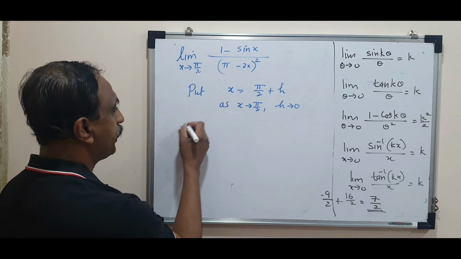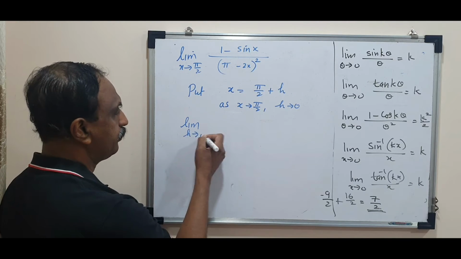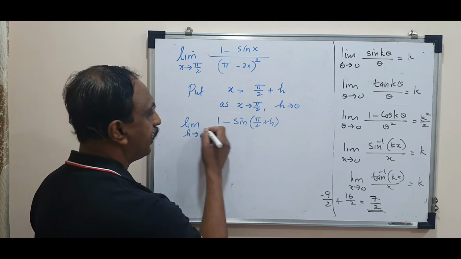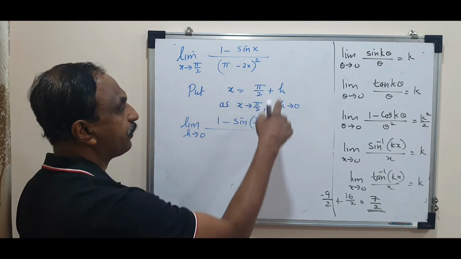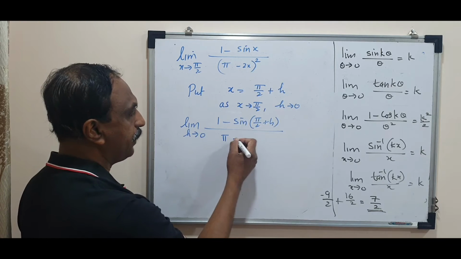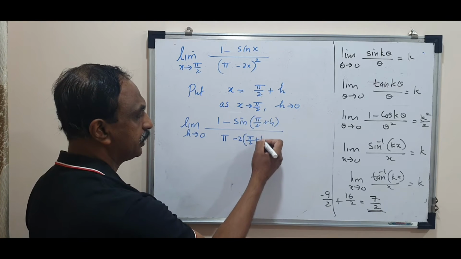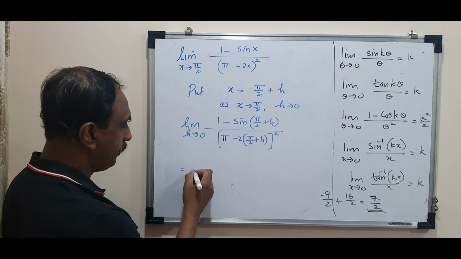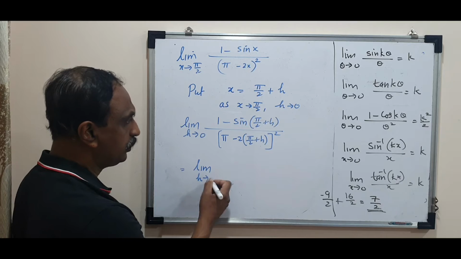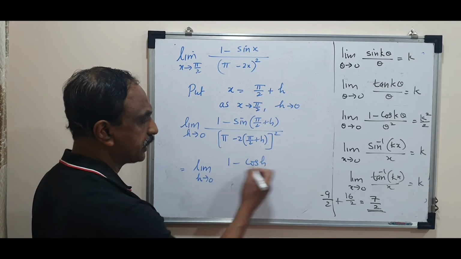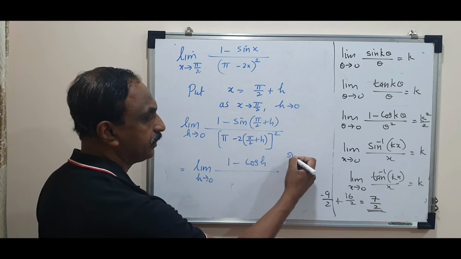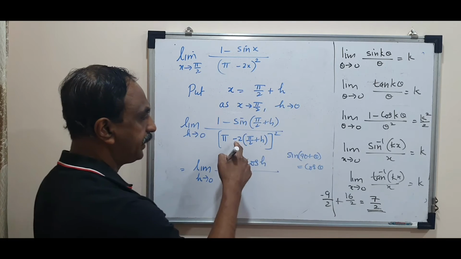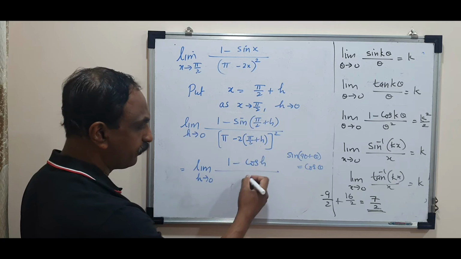So this will become limit h tending to 0, 1 minus sine pi by 2 plus h divided by, instead of x I am going to write pi by 2 plus h, so pi minus 2 into pi by 2 plus h, the whole square. And that became limit h tending to 0, 1 minus cos h, since sin 90 plus theta is cos theta. And the denominator became pi and pi get cancelled, 4h square.